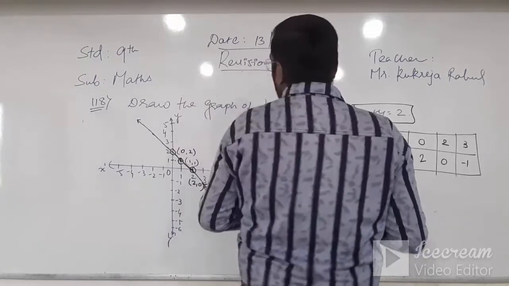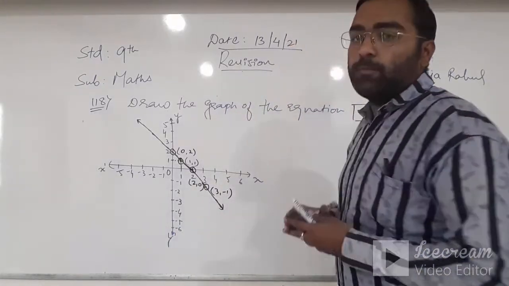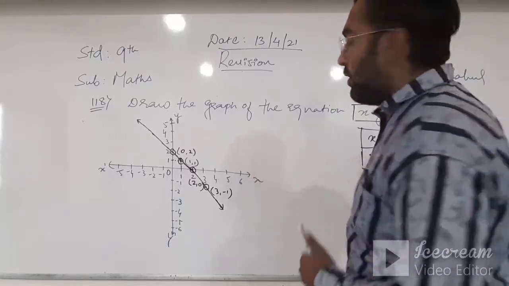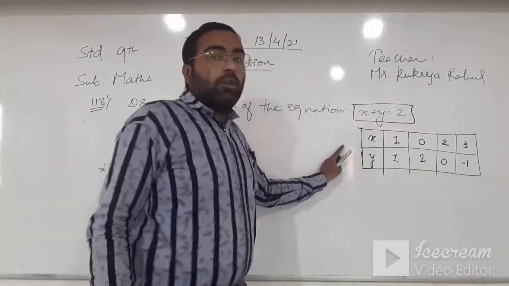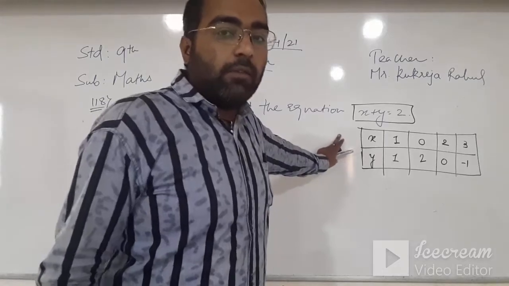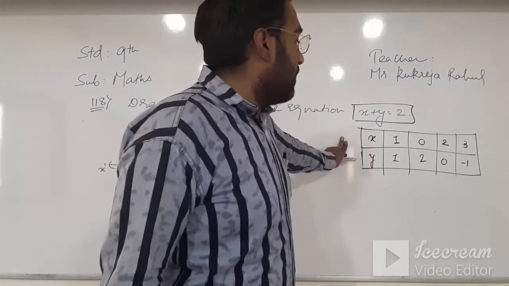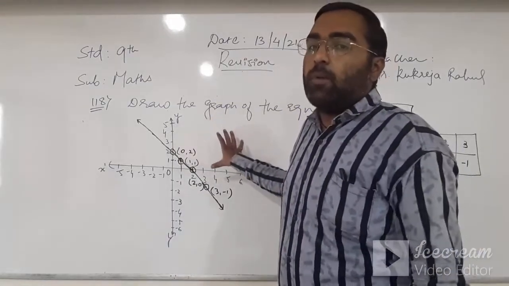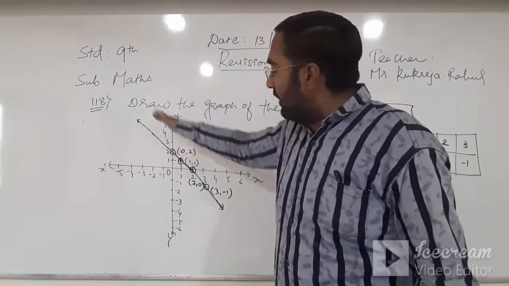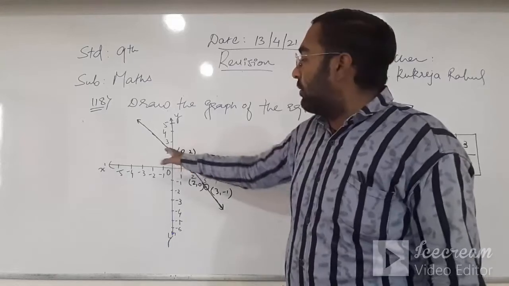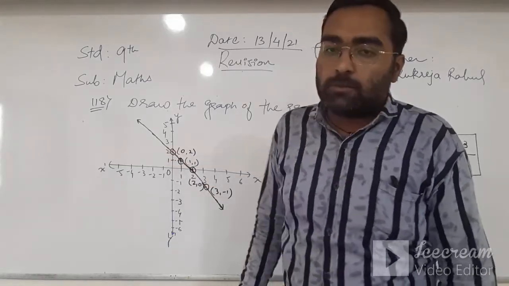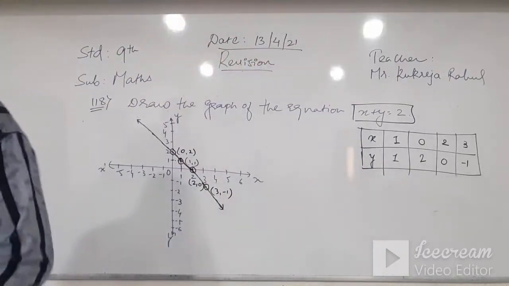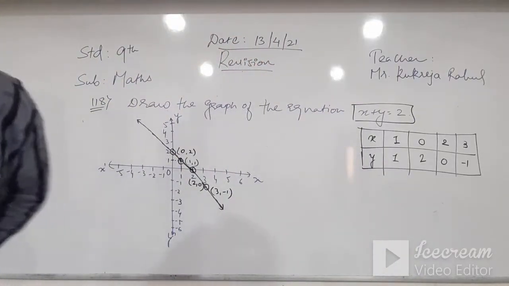So this is the 4-mark question, and it is important to understand how to draw the graph and how to find all the solutions of the graph. After we find the solutions of x and y, we plot all the points on the graph, and we have to draw the line that passes through all these 4 points. Clear? So note down the graph, draw the graph.